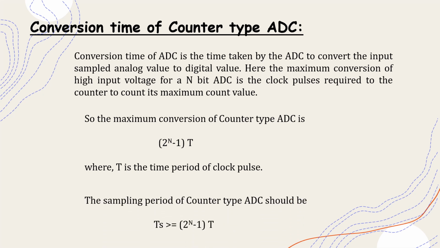The sampling period of the counter type ADC is given as Ts is greater than or equal to (2^n - 1) times T.